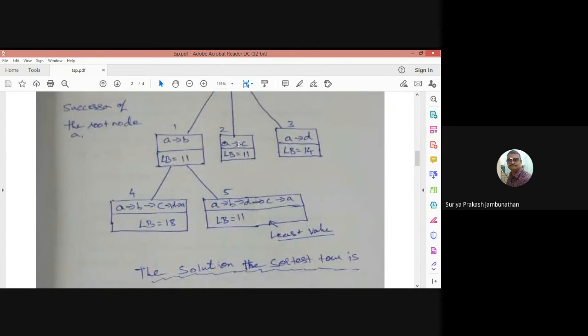Okay. Students, I expanded A to B. The same way you have to expand A to C, because both have the same lower bound. You have to expand A to C and identify what solution you are getting down A to C. That is one more solution we are getting for this particular problem.